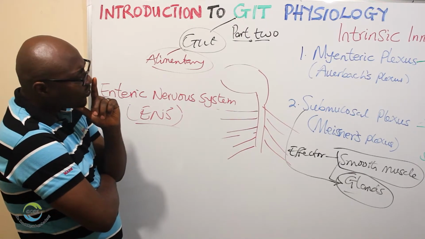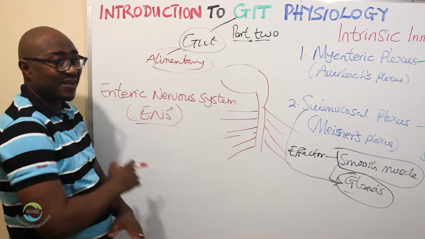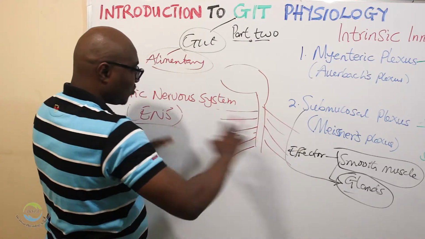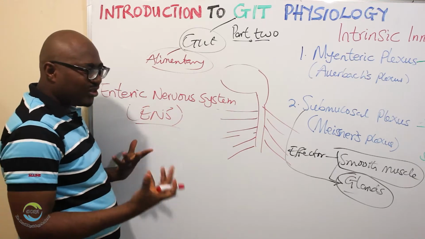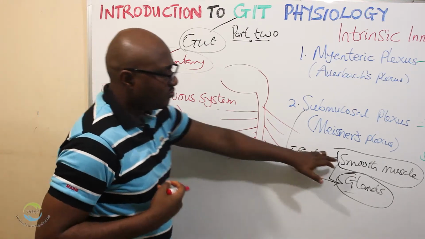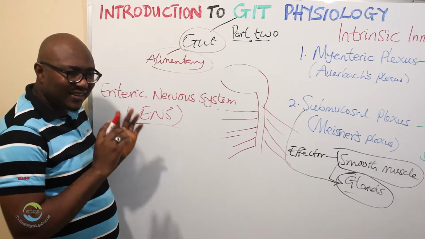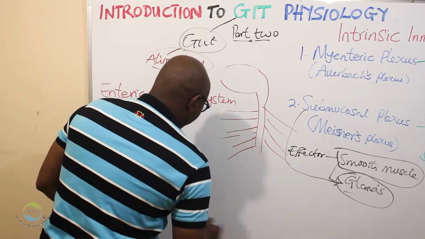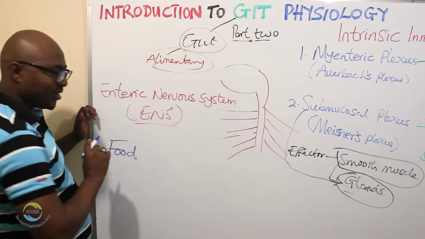Now, ask yourself, what actually excites the intrinsic? Remember that we said it can function without the central nervous system supplying it. Alone, the GIT can function. So what do you think can excite and stimulate them to make the muscle contract or the glands to contract? Think about it for a moment. The answer is very simple. It is food.